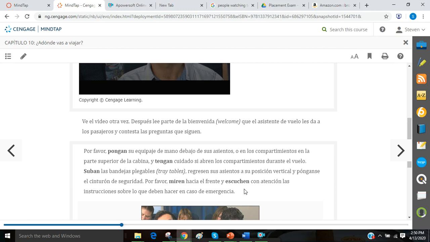If we look at these verbs, they all have the opposite ending from their present tense conjugations, and pongan and tengan are similar to the first person, that is the yo form of the present tense. Por ejemplo, pongan, la forma yo, tiempo presente, es pongo. Tengan, tengo.